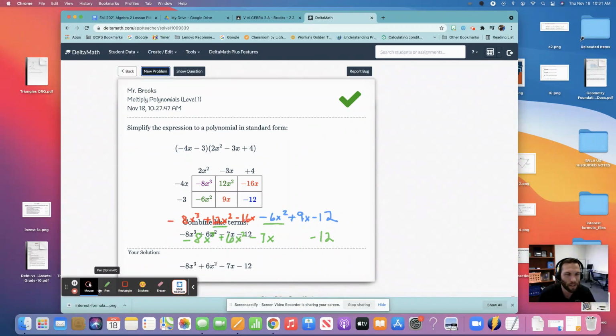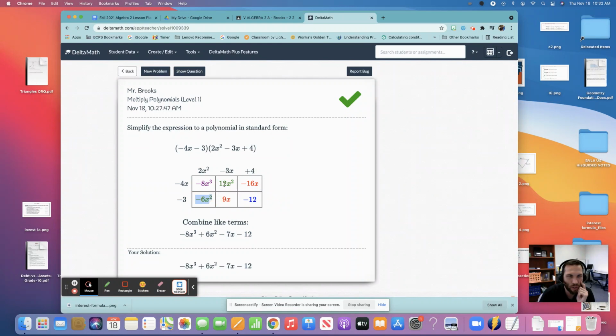Now, what they did is they showed the box method. And that's fine. You can use the box method. The box method is really helpful when you're struggling with organization. They put one of the polynomials on the top, one of the polynomials on the side, and then just multiplied it in the boxes. So this is what we did when we did -3x times -4x, and then, et cetera. And then -3 times 4 is -12.